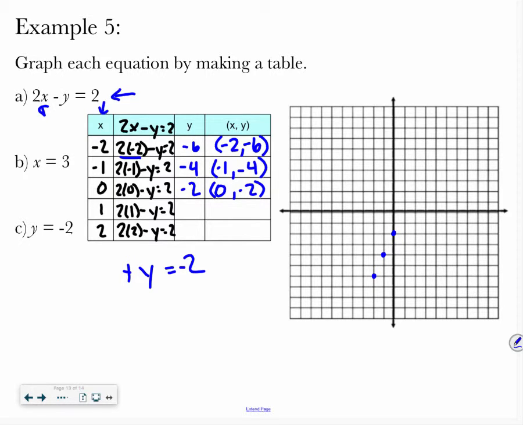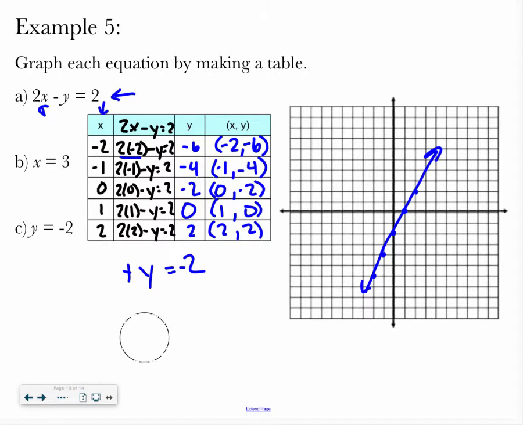Alright, and then if I plug 1 in, I ultimately end up with 0. So I have 1, 0. And if I plug 2 in, I get 2, so 2, 2. Just going to do that to save some time. And then I would connect these dots using a straight edge on my graph paper. And that would be the graph for this letter A.